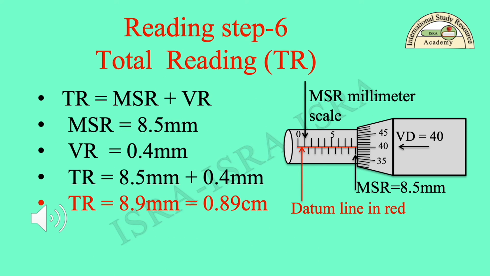Reading Step 6. Total reading TR. TR is equal to MSR plus VR. MSR is equal to 8.5 mm. VR is equal to 0.4 mm. Therefore, TR is equal to 8.5 mm plus 0.4 mm, or total reading TR is equal to 8.9 mm or equal to 0.89 centimeter.